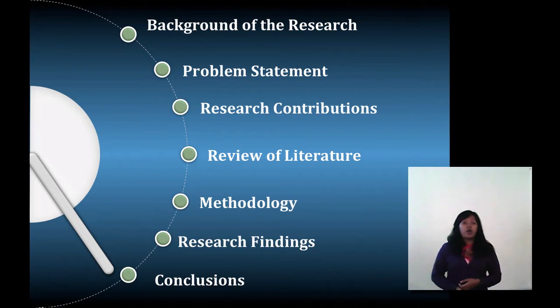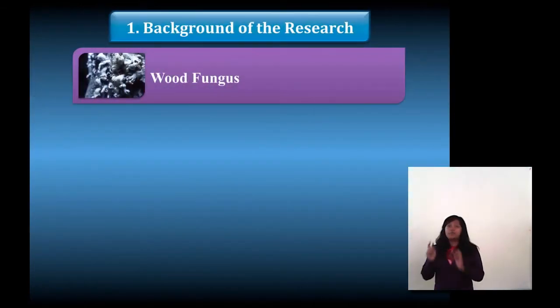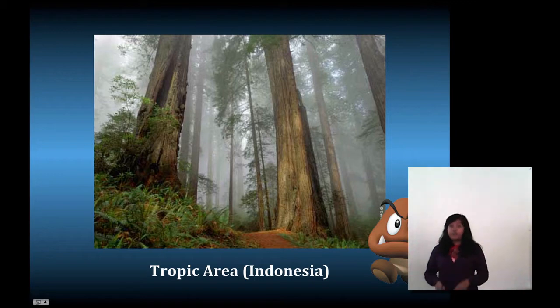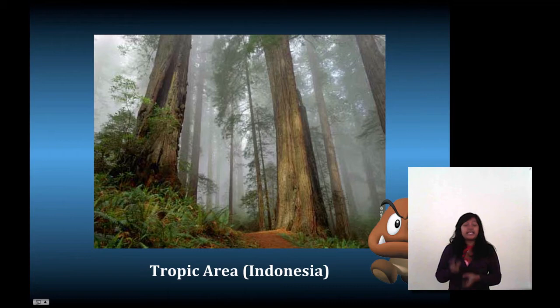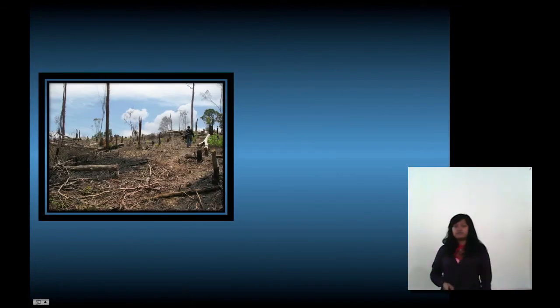This is the background of my research. The wood fungi. Wood fungi has been a problem in Indonesia, in a tropic area. Why? Because in this modern era, most of people use, for example, the sengon wood that is very easy to grow by the wood fungi. Imagine that the logging is increased for the wood furniture factory. Of course, all of us don't want this to happen in our forest.